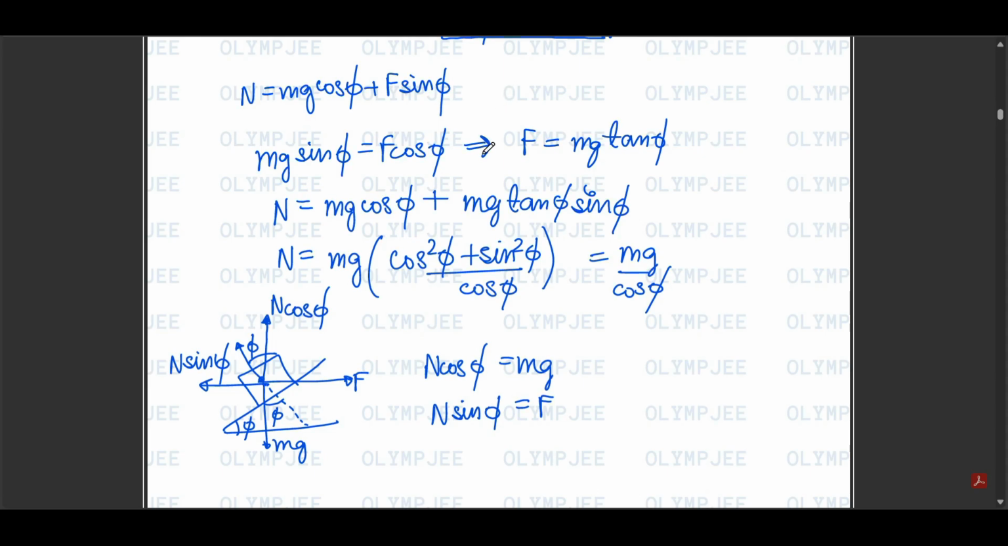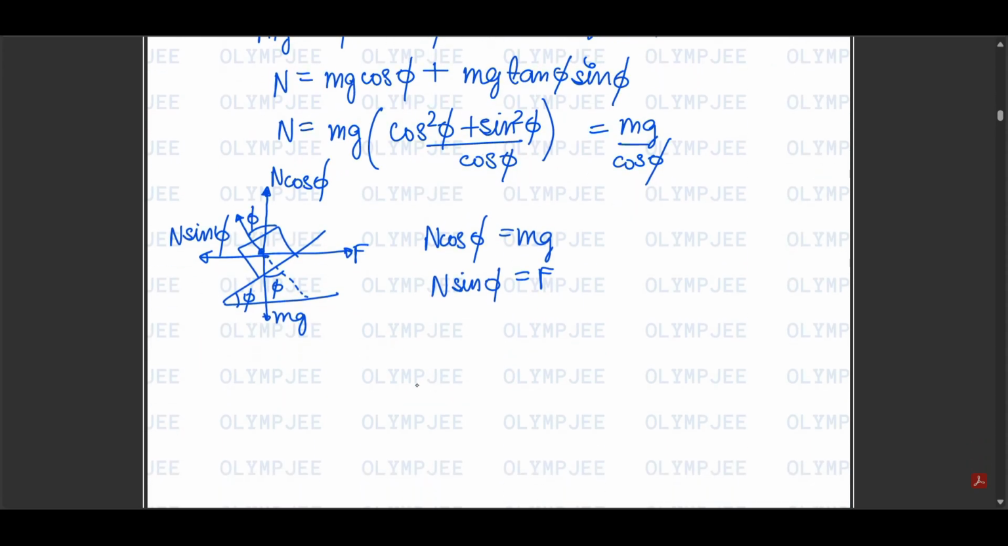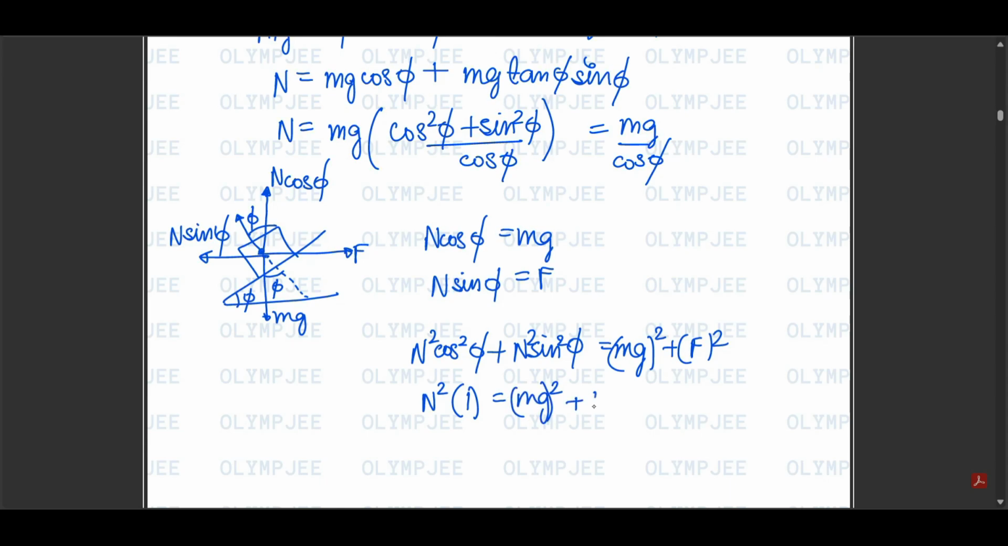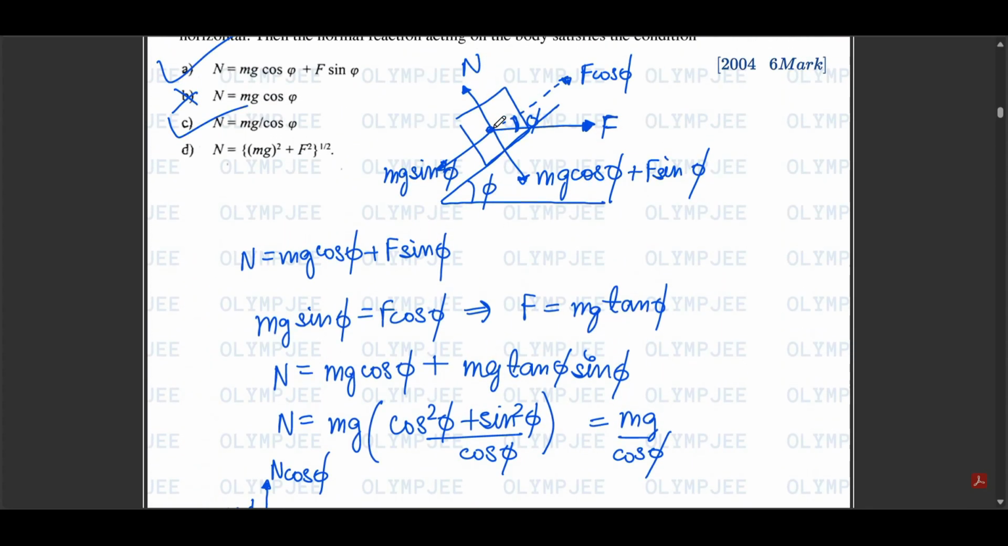So we can write that n cos phi is equal to mg and n sin phi is equal to friction, the horizontal force. So if we square these and add these, we will get n square cos square phi plus n square sin square phi is equal to mg square plus f square. And if we take n square common, then cos square plus sin square phi is 1. So option D is also correct, right?